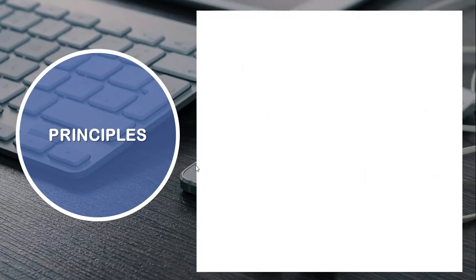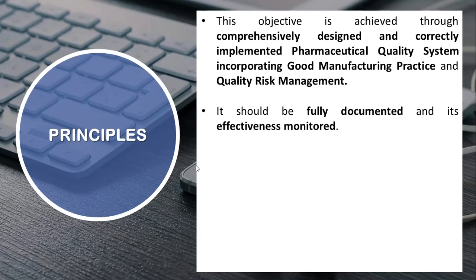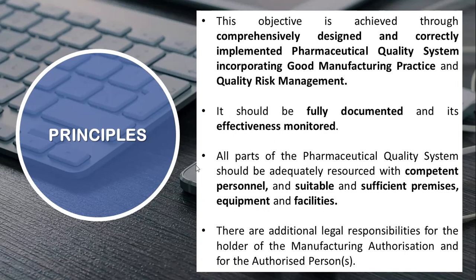The objective can be attained through the design and implementation of the quality system incorporating good manufacturing practice and also the quality risk management. In GMP, almost everything should be fully documented and monitored. In all, the quality system should be resourced with competent personnel, suitable sufficient premises, equipment and facilities.